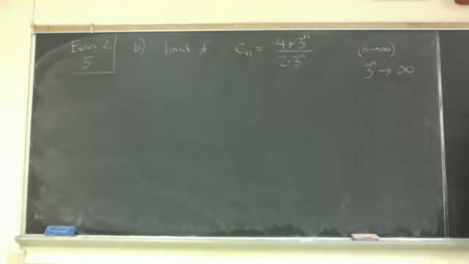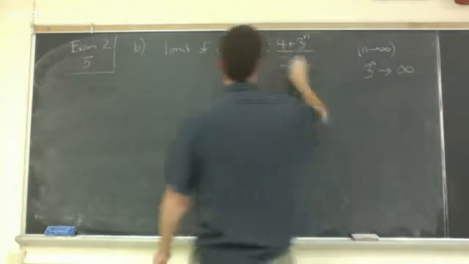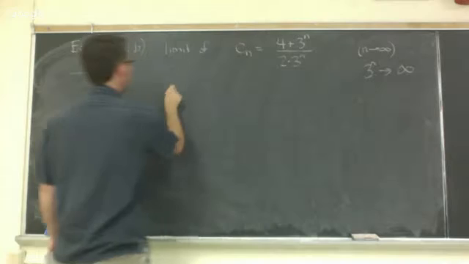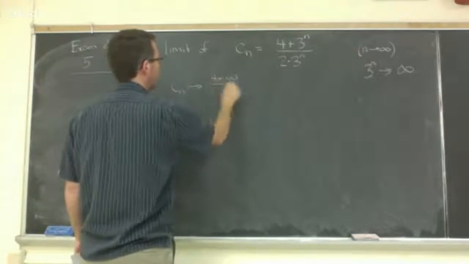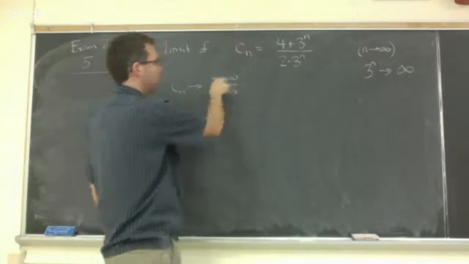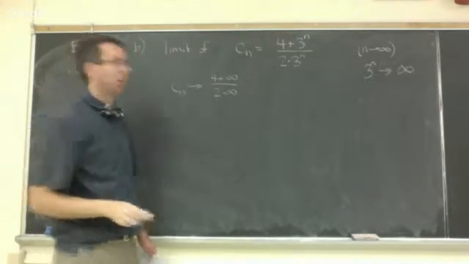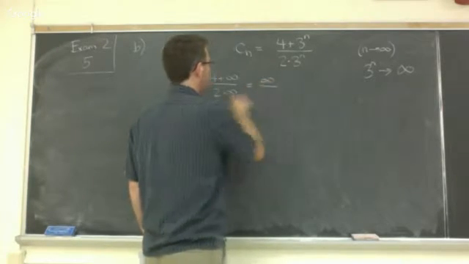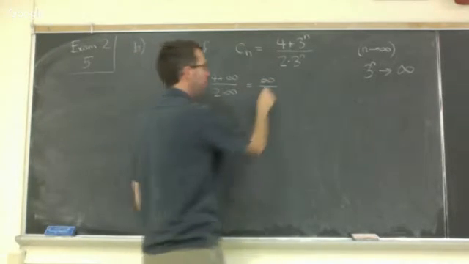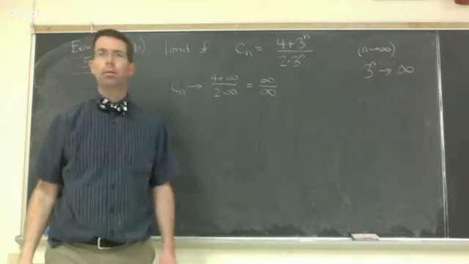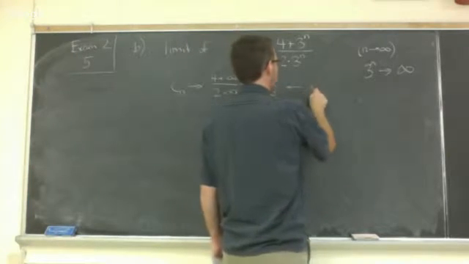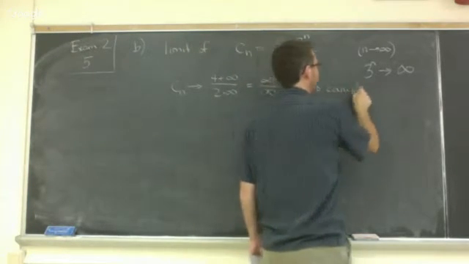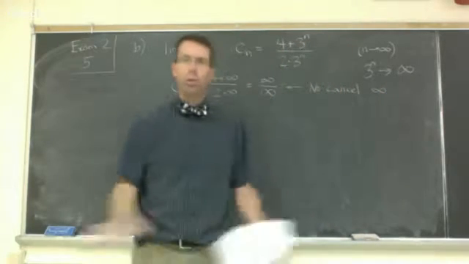So if I were to think about this intuitively and ask, okay, what happened to all the terms? I would see that Cn is like 4 plus infinity over 2 times infinity. So what's 4 plus infinity? It's infinity. What's 2 times infinity? Infinity. What's infinity divided by infinity? Nobody knows. Okay, so you cannot cancel infinities. So we don't know.